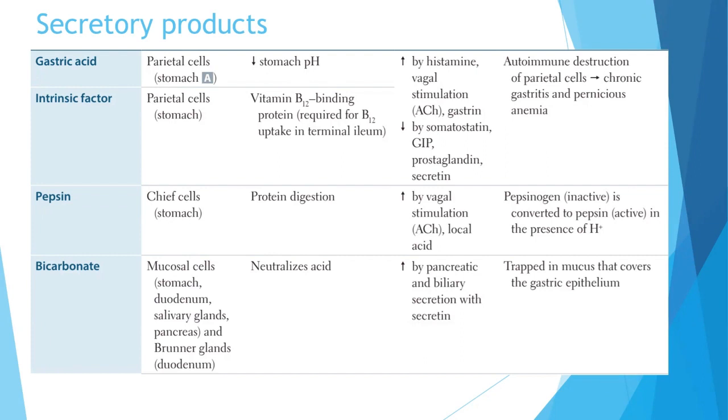Okay. Now, the gastric acid and the intrinsic factor are increased by the histamine level. When the histamine level is increased, then the gastric acid secretion is increased, and it is decreased by the somatostatin level. The pepsin is released from the chief cells of the stomach, and it helps in protein digestion. So P for P, pepsin helps in protein digestion, and its secretion is increased by vagal stimulation. The bicarbonate is released from the mucosal cells, okay, and it neutralizes the acid as we have discussed earlier.